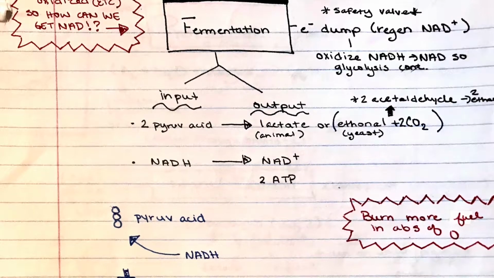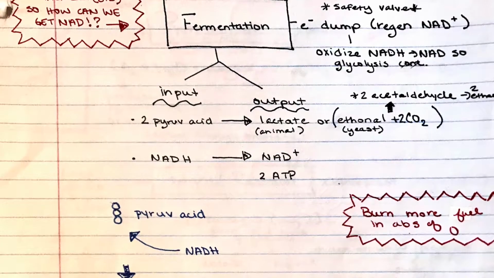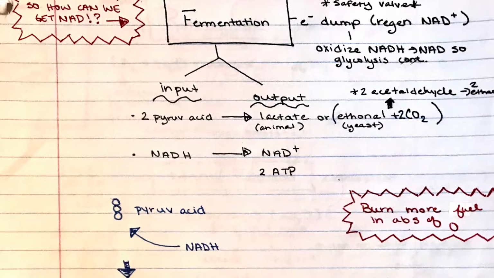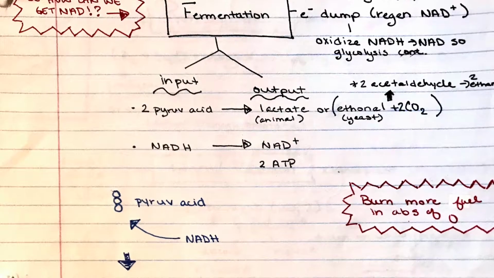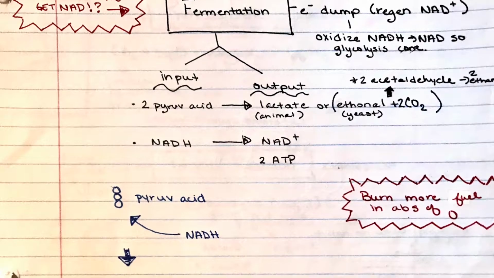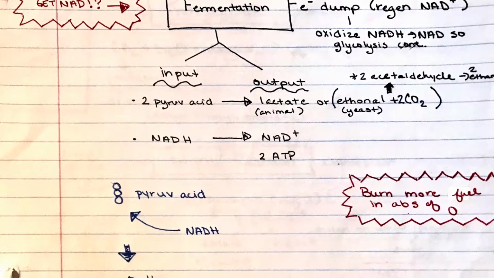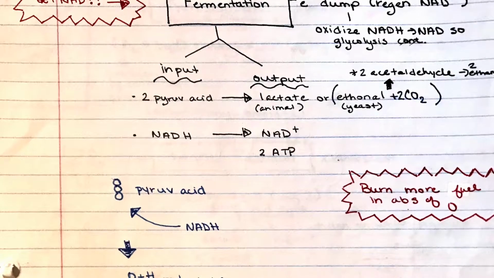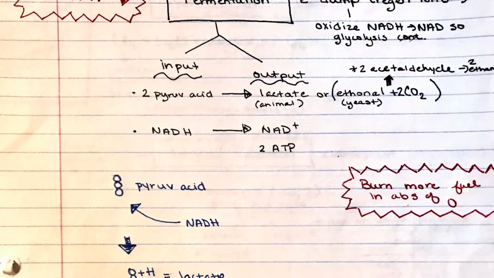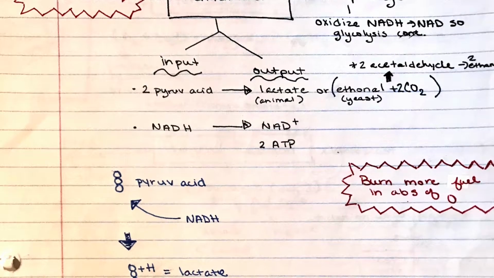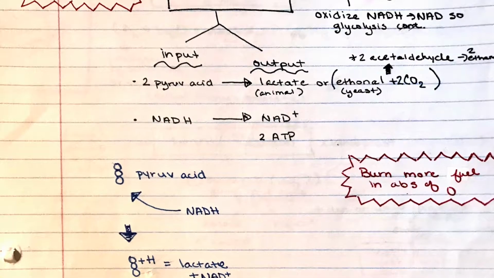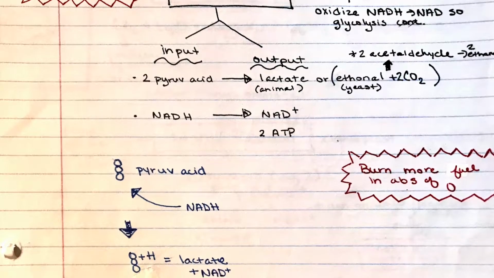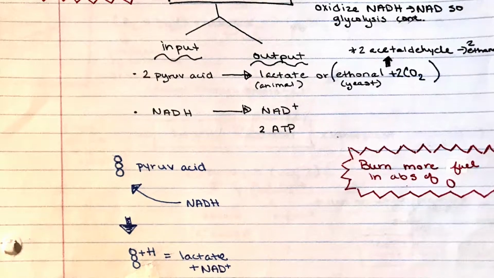Two main inputs of fermentation are 2 pyruvic acids and NADH, which was produced from glycolysis. And their outputs are lactate or ethanol. Ethanol is what's used in yeast, which we are using for the bread. And it goes from a pyruvic acid to acetaldehyde, and then it gets converted to ethanol and carbon dioxide.